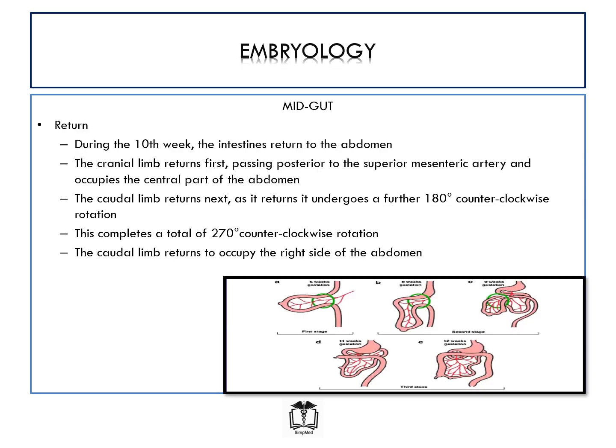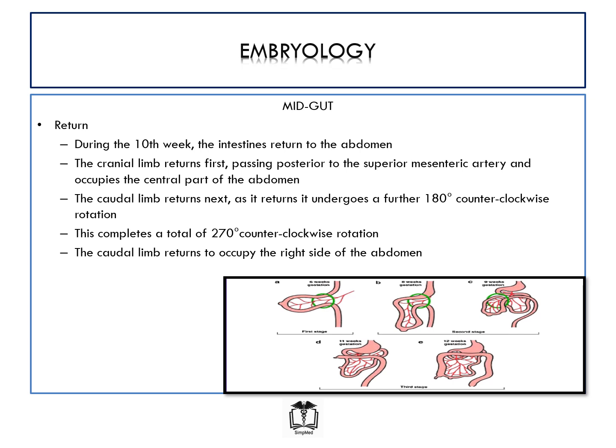So once that first rotation occurs around the 10th week, the abdomen expands in size and can now accommodate the increased size of the midgut loop. Once this occurs, we need the midgut loop to return back into the abdomen. So return of the midgut loop into the abdomen is one of the four processes that occurs during embryology.